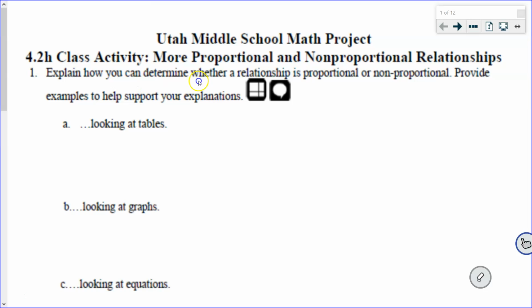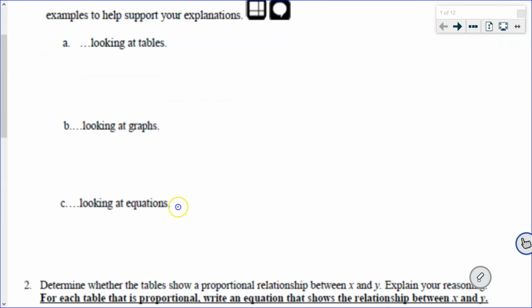Explain how you can determine whether a relationship is proportional or non-proportional when I'm looking at just a table. We kind of mentioned that just barely in the vocabulary. If I'm looking at a table, how can I tell if it's proportional? What if I'm looking at a graph? How can I tell if it's proportional? We just practiced with the warm-up. What if I'm looking at just the equation? How can I tell if it's proportional?